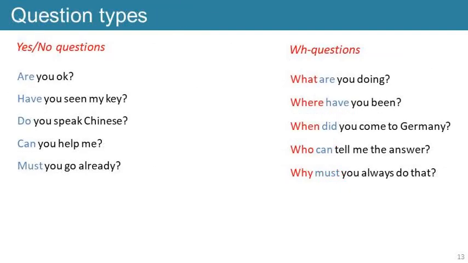Reporting questions is a little more complex. As a reminder, there are two types of question in English: yes/no questions and WH questions. Both types of question are formed using the auxiliary verbs to be, to have and to do, as well as the modal auxiliaries can, must, will, should, etc.